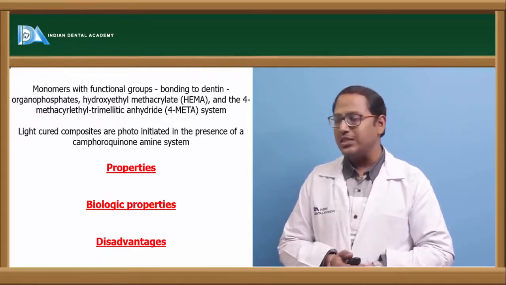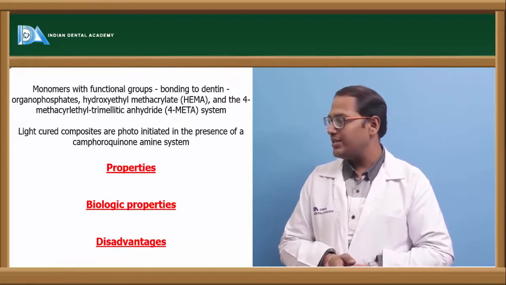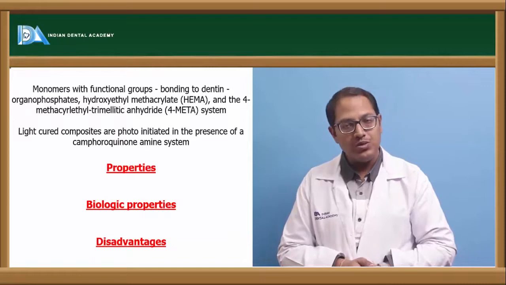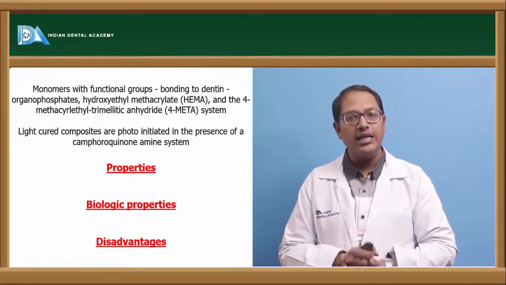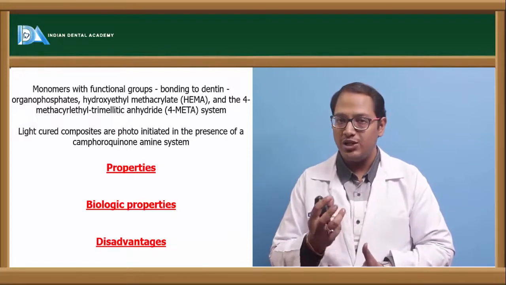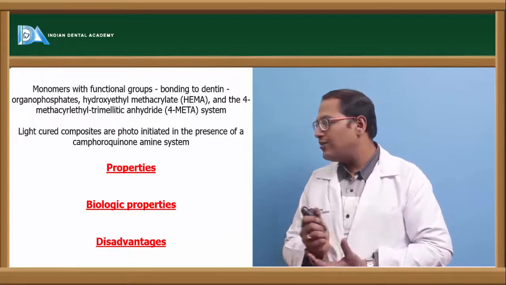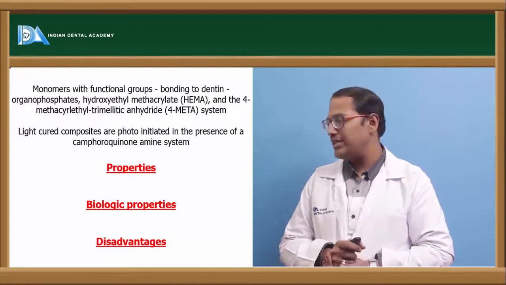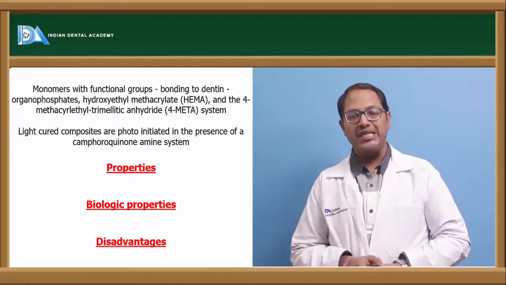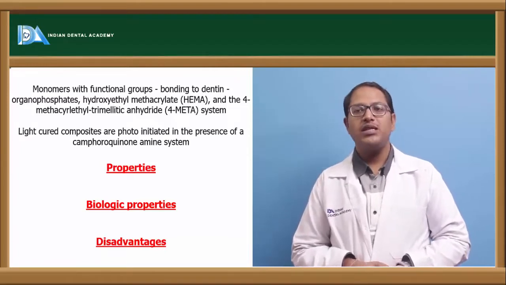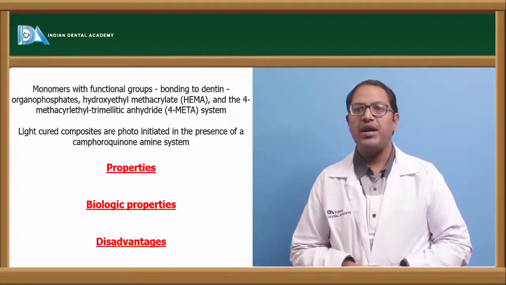Light cure composites are also photoinitiated in the presence of camphorquinone amine system. Now camphorquinone is also present. Now initiator of any liquid or a powder has to have some initiation. That initiation will come from camphorquinone. Coming to the properties of resin cement. Coming to the physical properties of resin-based cements, the compressive strength is around 200 to 250 megapascals.